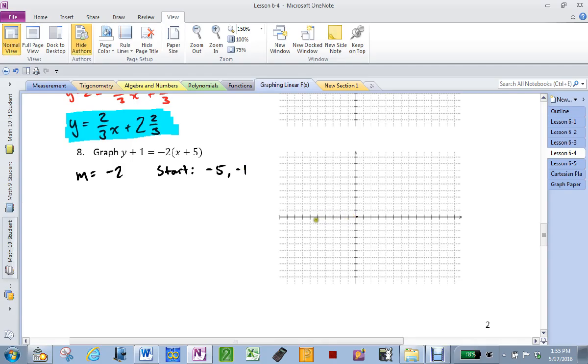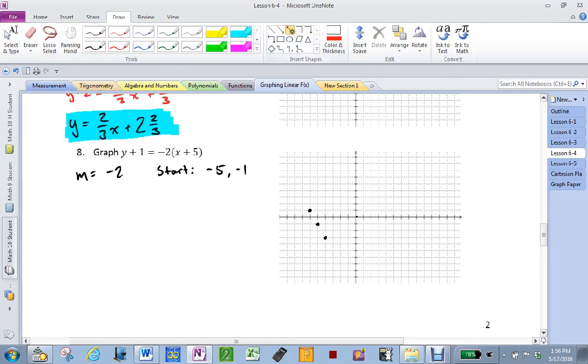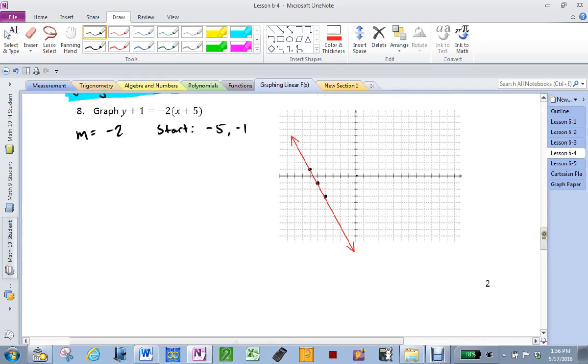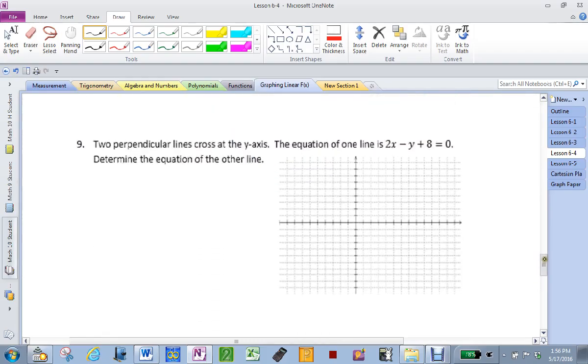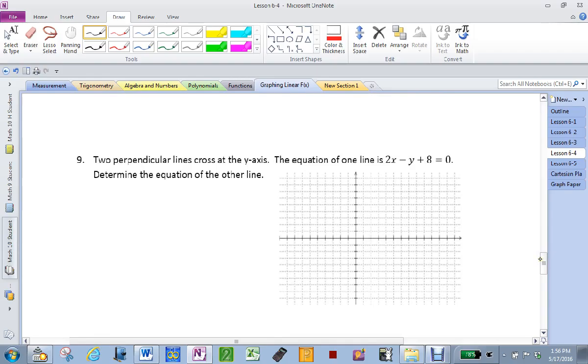What's my slope? What's my start? So, yeah, you're right. Go to negative 5, 1, 2, 3, 4, 5, and down 1. And I need a slope of negative 2. So that's up 2 over 1, or down 2 and over 1. And then I make my line. Cool? Can everybody do this? Yeah? Okay.